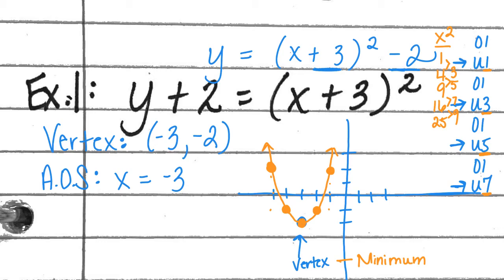And I know that it's going to be positive because remember this a term right here is a 1, and this is a positive 1. So it's going to be a positive. It's going to be shaped like a U. All right, the only thing I haven't done is graphed the axis of symmetry.